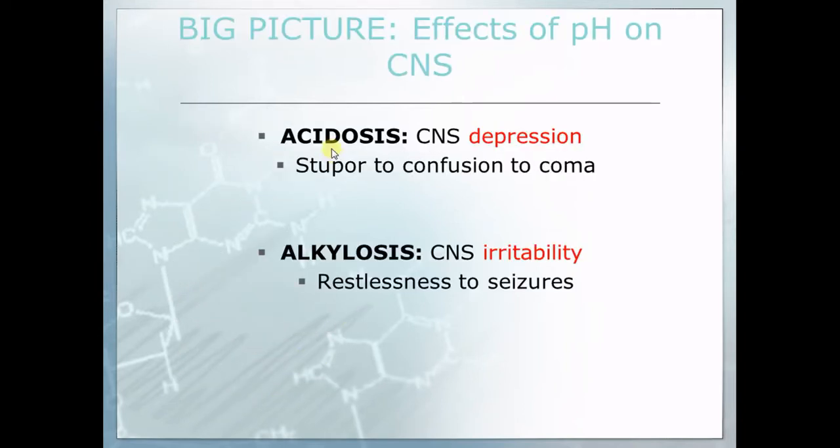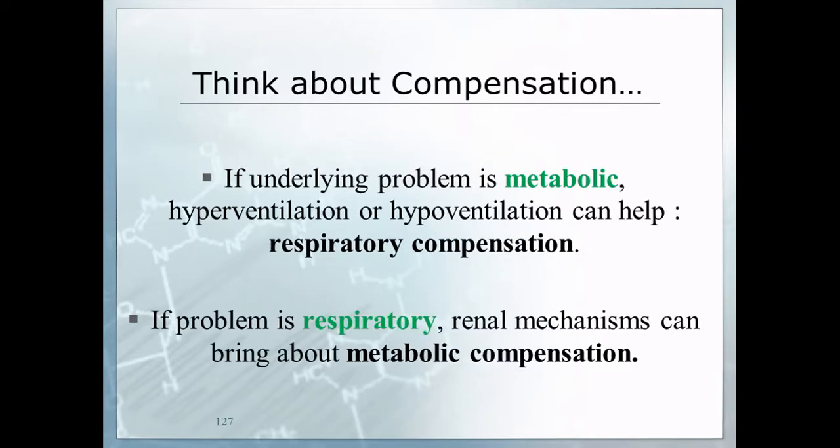So here's the big picture. Acidosis causes CNS depression, so depression of activity. Alkalosis causes irritability, excitability, turns things up. So think about how you would compensate with this. If the overall problem is metabolic versus the overall problem being respiratory. If it's respiratory, this is easy. If it's respiratory, what organ is dysfunctional? It's the lungs. So what organ has to bring things back into compensation? What organ has to try and fix things because the lungs can't do it? It's the kidney. So you have something called metabolic compensation.